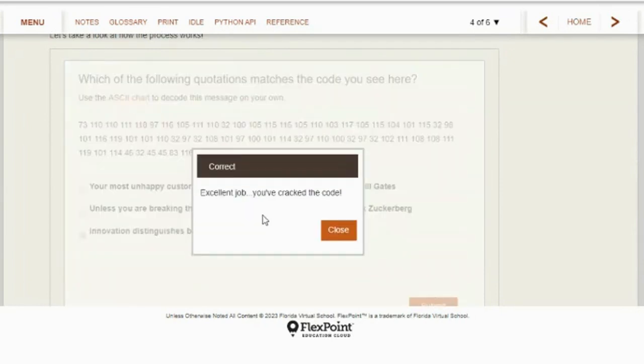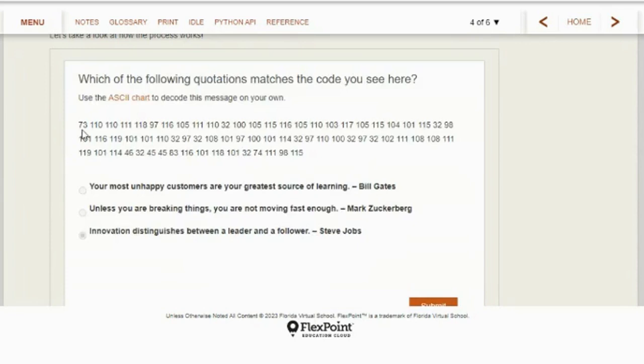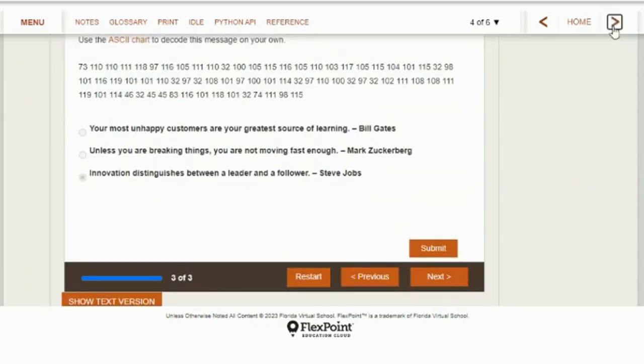Submit. Excellent job. Crack the code. And that was just by looking at the first letter, because they're all different. But 110, 110, that would also tell us the second and third characters are the same. So that also tells us it had to be the third one. But this is something you can play with. All right.